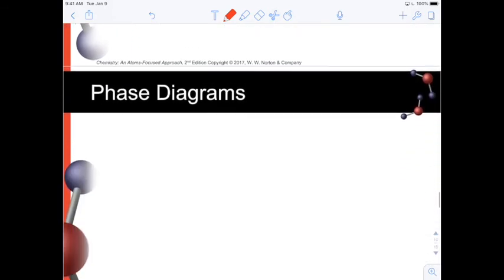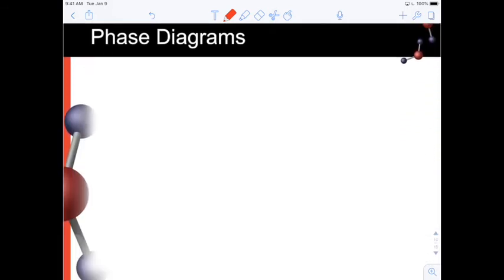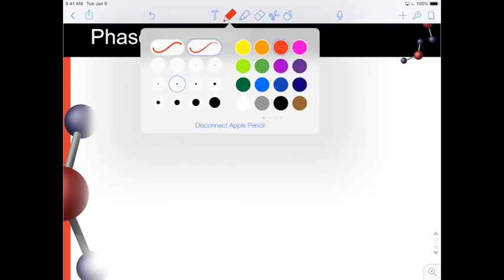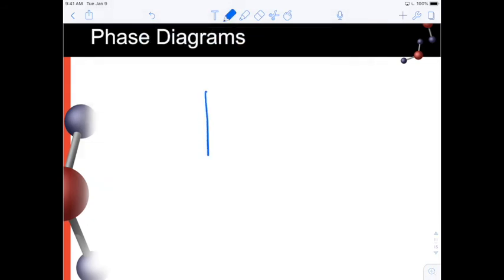predictions about solubility. The next thing I want to talk about is phase diagrams. This is a major section of the chapter. And these are diagrams in which we look at temperature versus pressure and what state the substance is at various temperatures and pressures. And you'll see diagrams that look kind of like this and things like this.